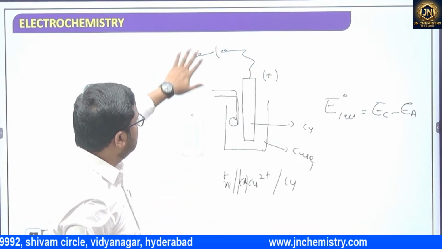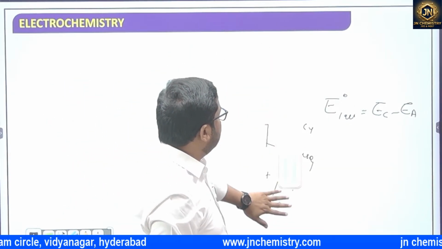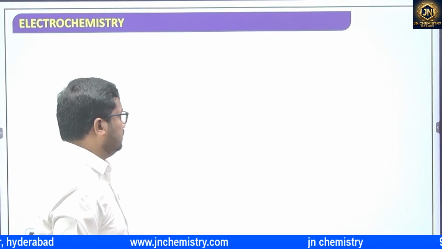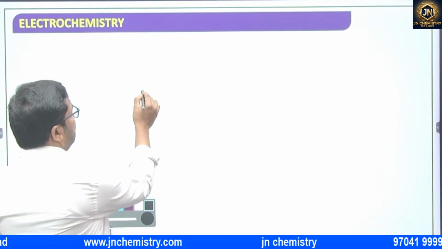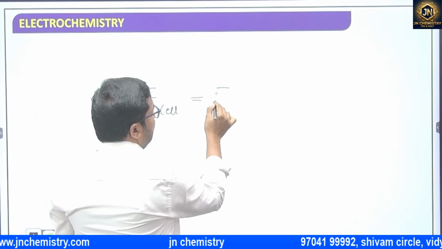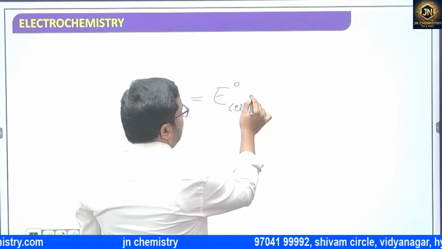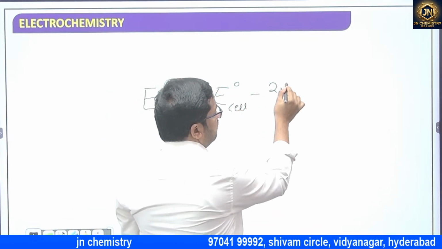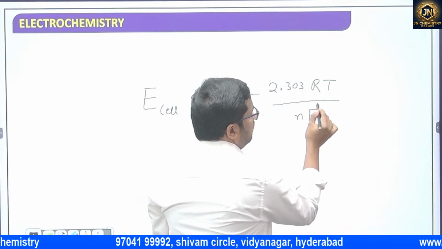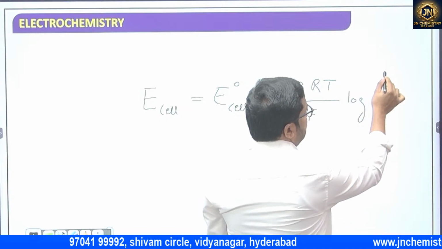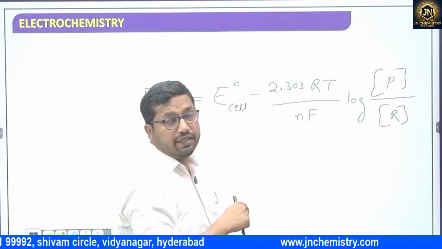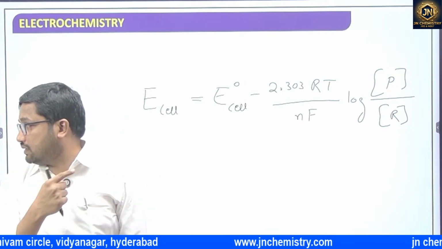Right? So these things we discussed. Even the Nernst equation we discussed. What is the Nernst equation? E cell is equal to E naught cell minus 2.303 RT by nF, log products concentration by reactants concentration. This already we discussed. Yes or no?